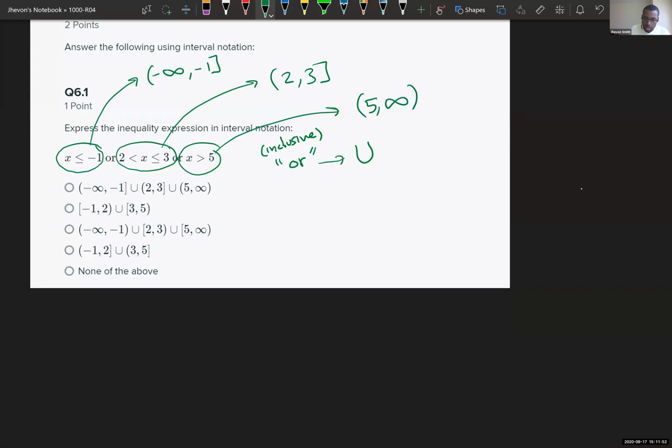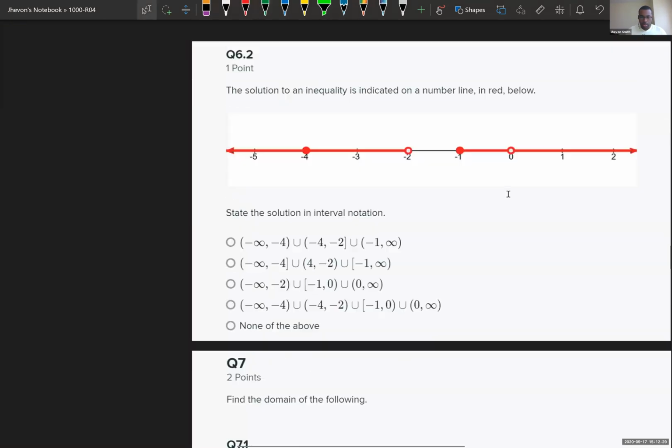So A or B means what is in A or B or both. That's called the inclusive or. So yeah, we'll just put a U between each of these symbols that you just told me. And that looks like the first option. That's that one. Let's keep going.